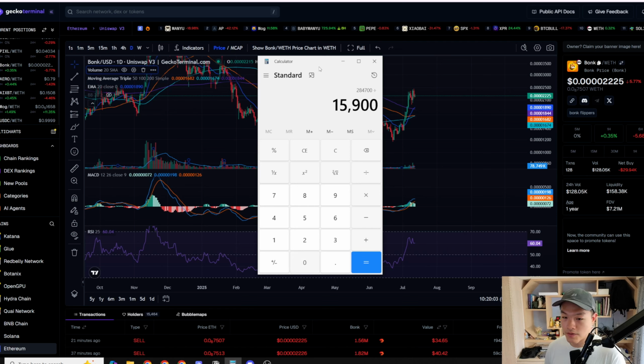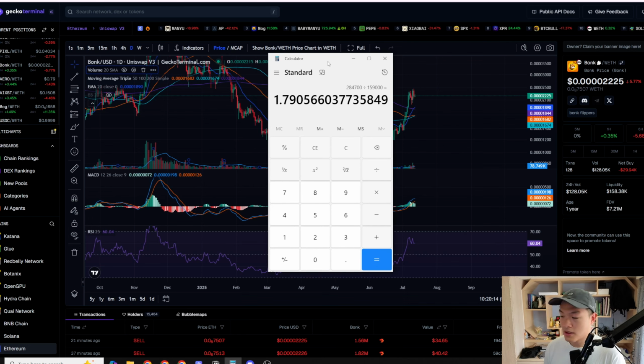Let's use 159, just round up. So over the span of 1 year, this pool actually generates roughly 179% APR. So really solid pool here.